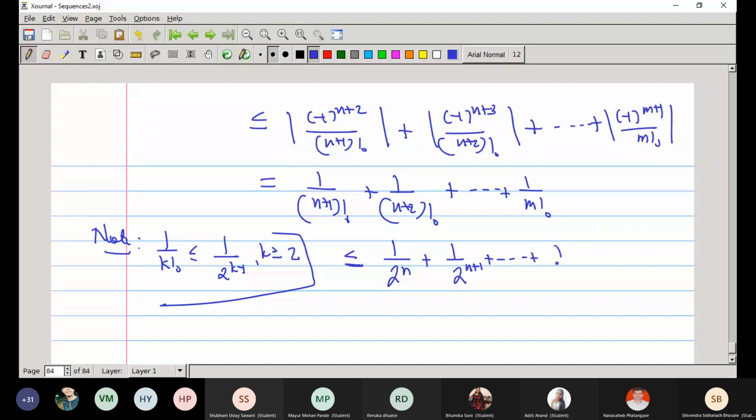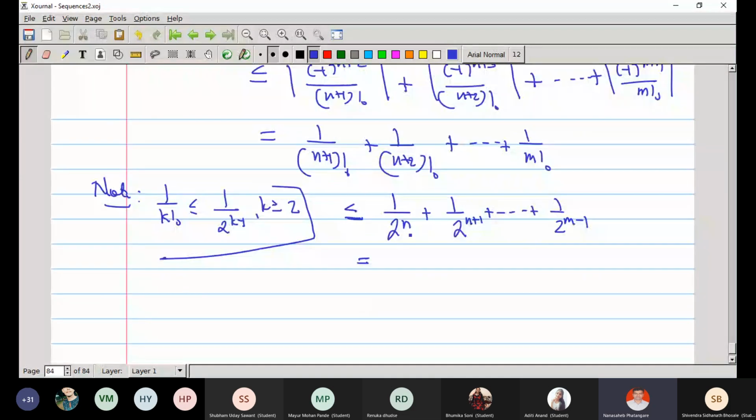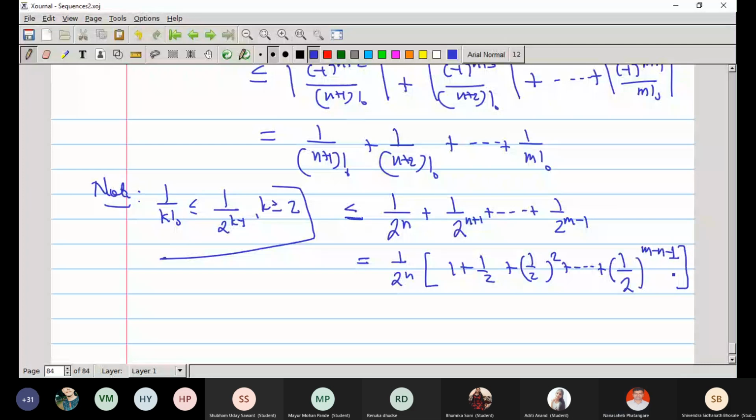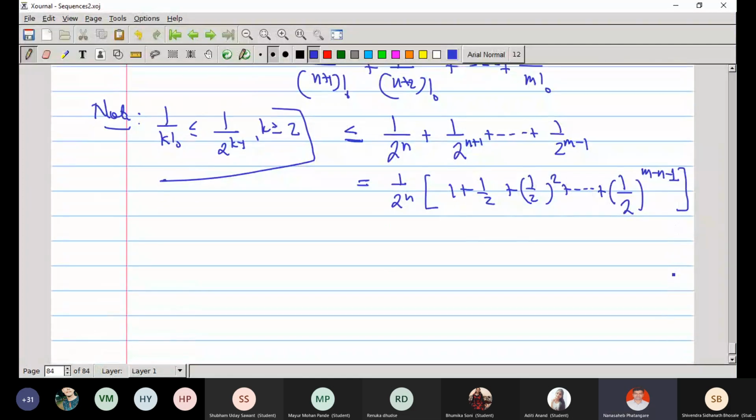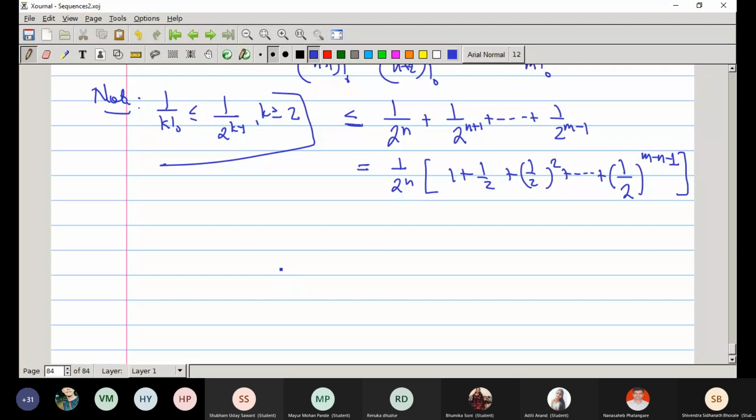Sir. Right. So, among these powers of 2, n is the least power and m minus 1 is the largest. So I can take 2 raised to n common: 1 plus 1 by 2 plus 1 by 2 squared, up to 1 upon 2 to the power m minus n minus 1. You check the calculations if any, right? What is this bracket?